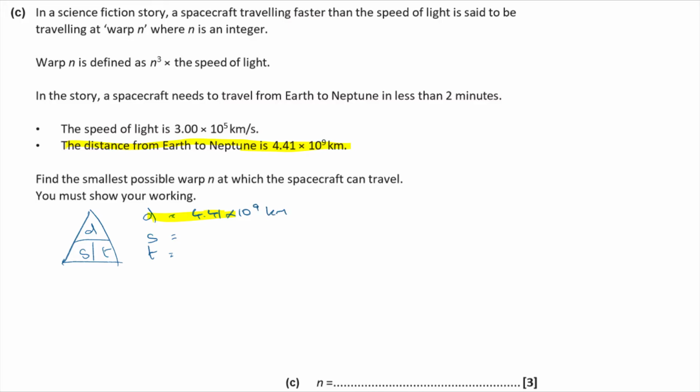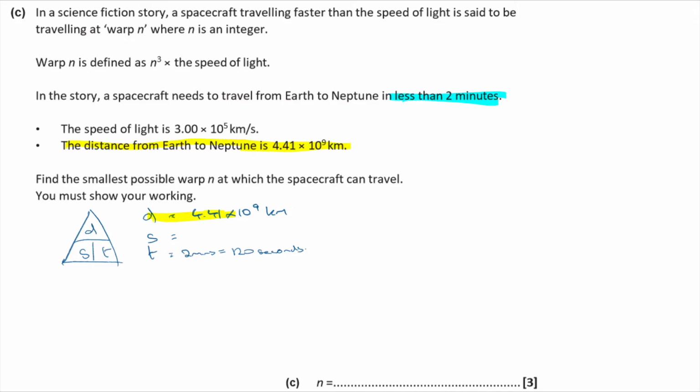What else do we know? We know the time has to be less than 2 minutes. So t, I guess we'll make it equal to 2 minutes, and in a minute we can say it has to be less than whatever that is. So if t is equal to 2 minutes, what's that in seconds, because the speed of light is in kilometers per second. So I'm going to rewrite that in seconds. So 2 minutes, times 60, is going to be 120 seconds, isn't it?